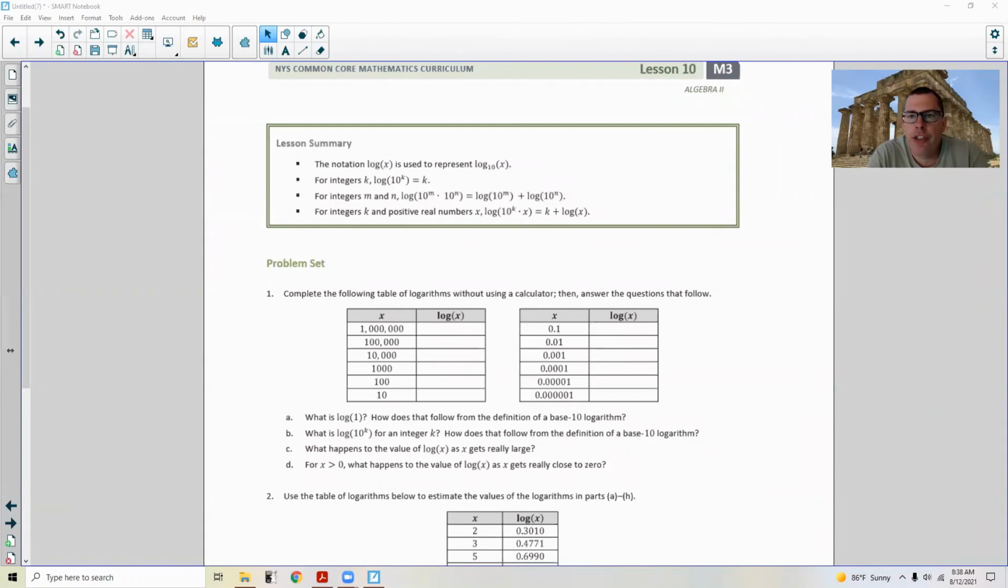Okay, page 6 brings us to the end of lesson 2. Review the lesson summary and go do your problem set.